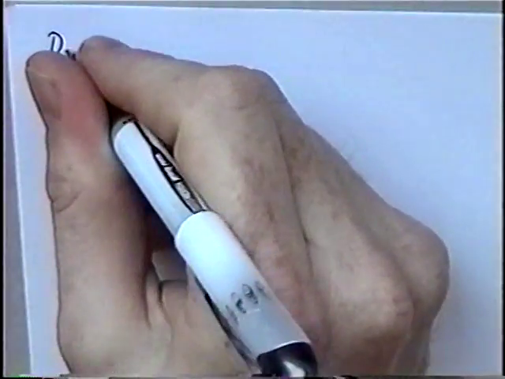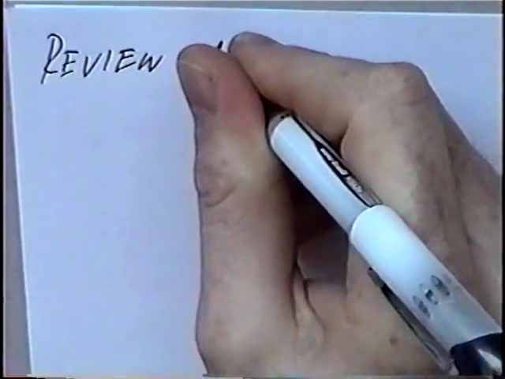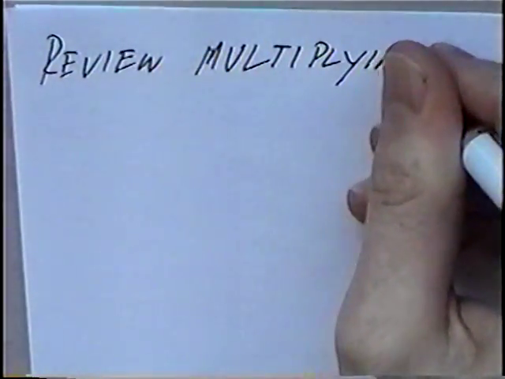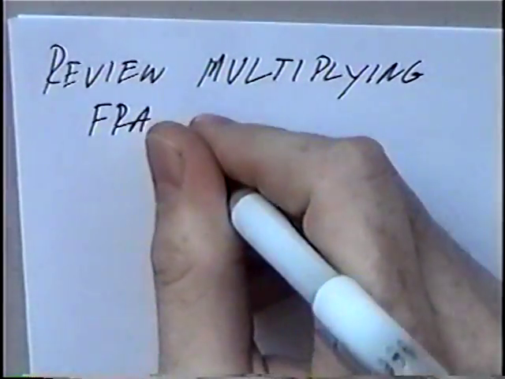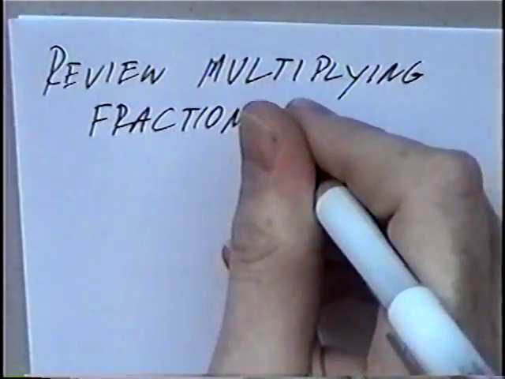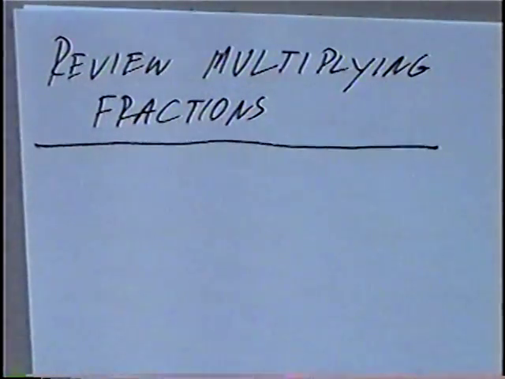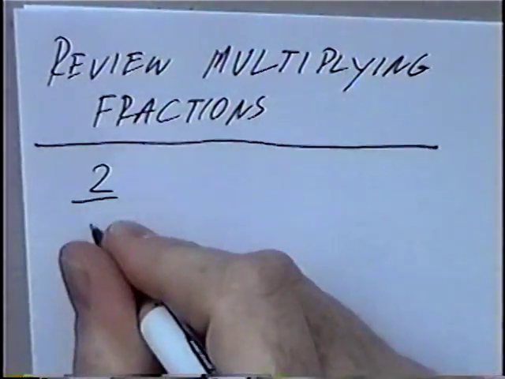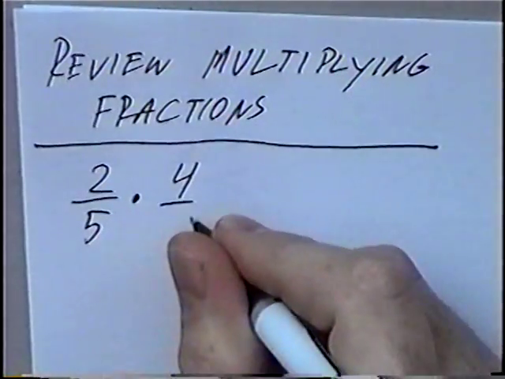Title of the first section today is Review, Multiplying Fractions. In this section, we'll multiply two fractions together. First question and first two fractions, 2/5 times 4 over 3.